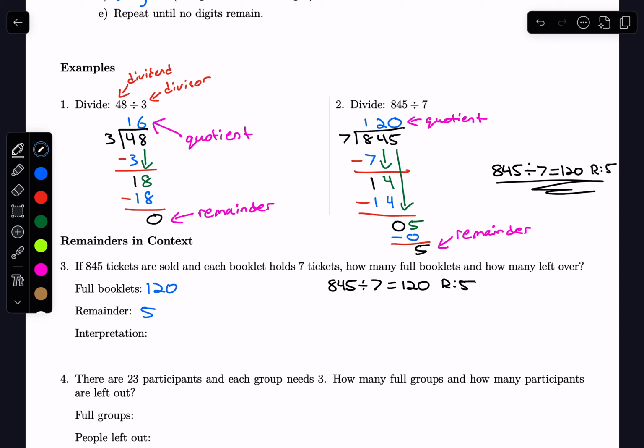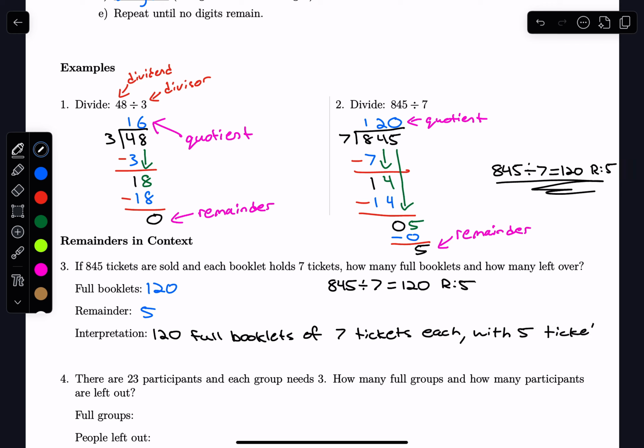And so our interpretation now is just a sentence that states what we uncovered. In this case, it says if 845 tickets are sold and each booklet holds 7, how many full booklets and how many left over? So we can say 120 full booklets of 7 tickets each with 5 tickets left over. All right, so we can fill 120 booklets, but we will have 5 tickets that are just left over on the side, and that is our remainder.